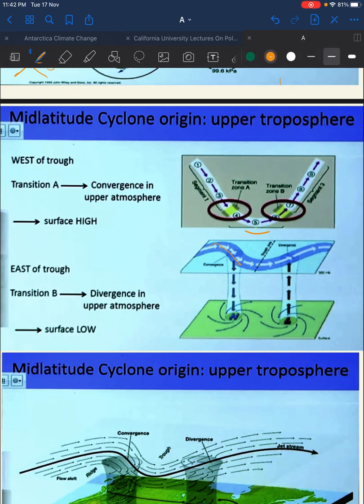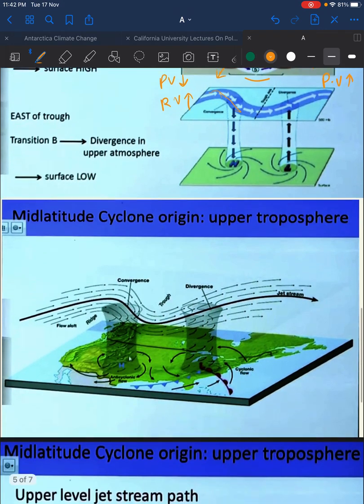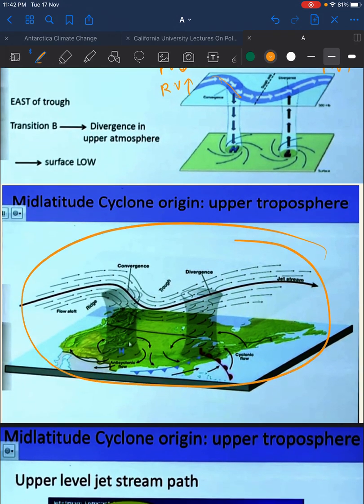Now let's look, in this case planetary vorticity is decreasing and relative vorticity is increasing because it is moving towards the equator. Here in this case relative vorticity is decreasing and planetary vorticity is increasing. So now you can understand this map, why we have somewhere ridge like structure, somewhere trough. So ridge is associated with high pressure.